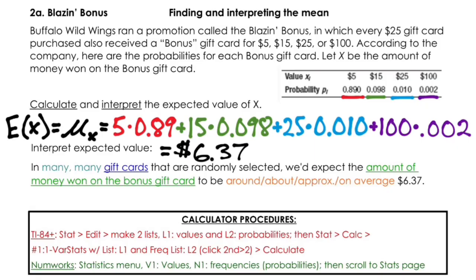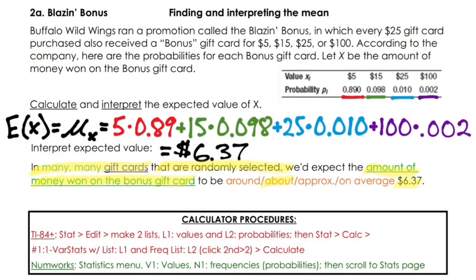Right below that, you're going to see the interpretation, and it's already written out, so really try to absorb the sentence builder idea that was described on the previous slide. In many, many gift cards, that's the context of this problem. In many, many gift cards that are randomly selected, always include that part. You're establishing that they were randomly selected. We would expect, now the full context, the amount of money won on the bonus gift card to be about $6.37.